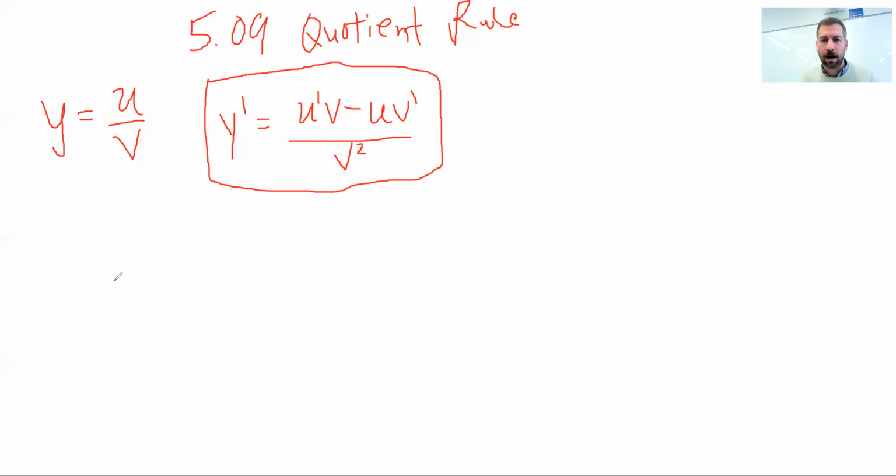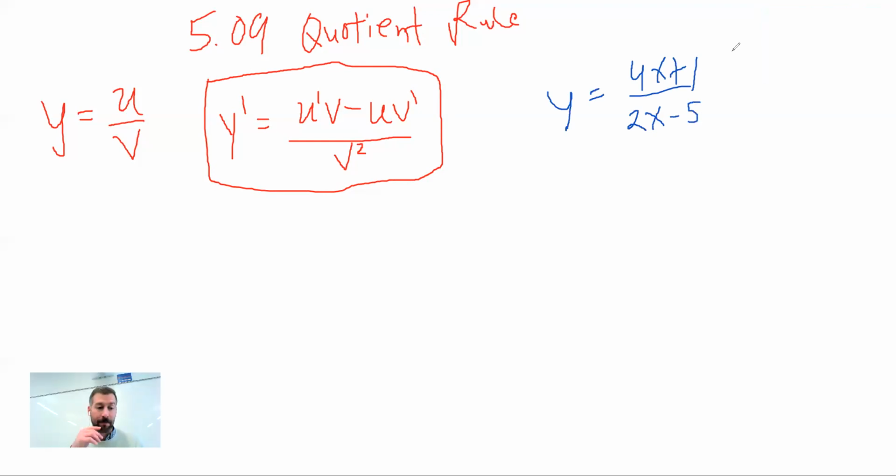I'm going to start with a relatively simple one, simple-ish: 4x plus 1 over, let's say, 2x minus 5. Here we have a function on top and a function on bottom. Yes, I'm going to have to take the derivative of each of those, but how I put those together is really important, and then we're going to try to simplify it. So u, I'm just going to annotate, is the top, and v is the bottom. So u is 4x plus 1, and v is 2x minus 5.